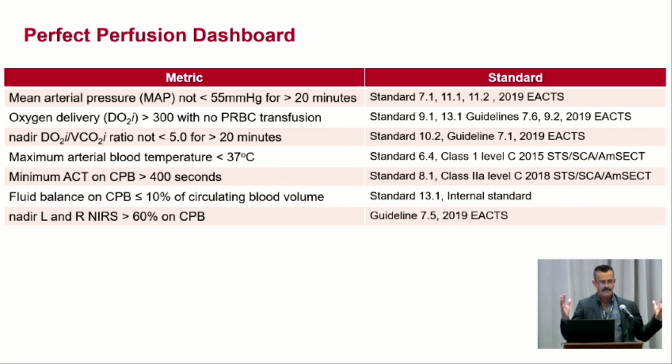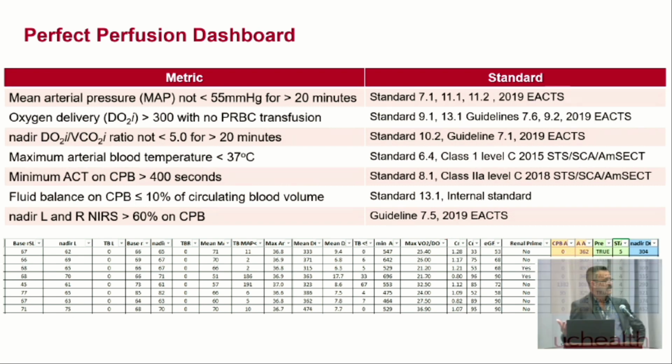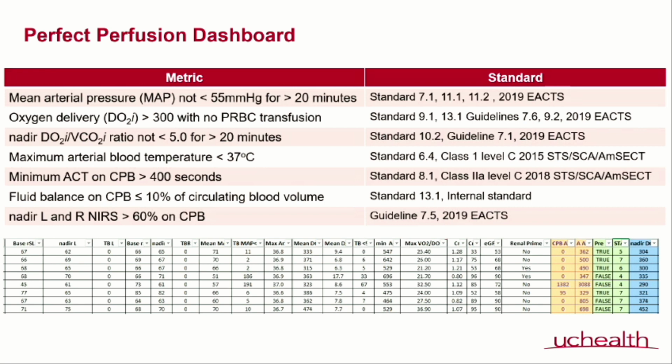We came up with the 7 metrics that we thought described a perfect perfusion. And this is what we call our perfect perfusion dashboard. And they have some things that are all related back to standards or guidelines somewhere. Some of them have discrete values, and some of them also have time-based elements to it. Like, for example, we say the mean arterial pressure should be not less than 55 millimeters of mercury for a total aggregate of 20 minutes, for example. And so having a scoring system like this, now we can feed that into our quality database.